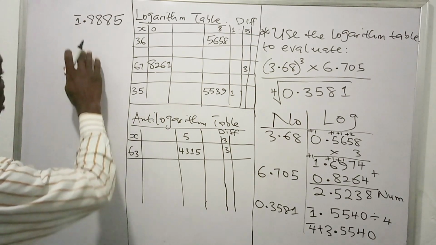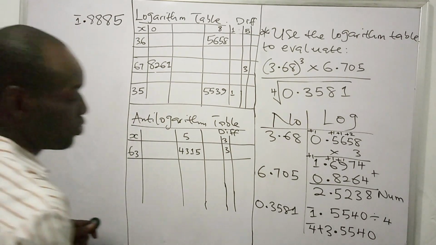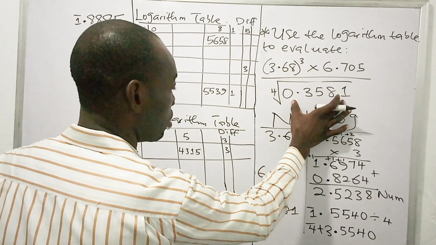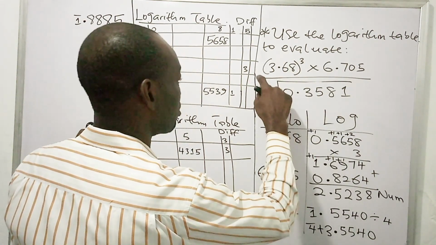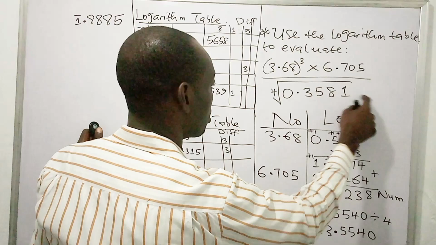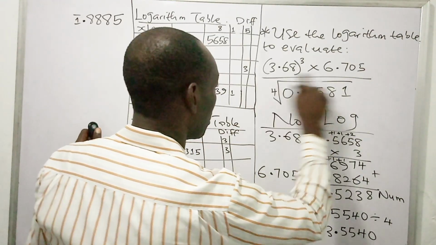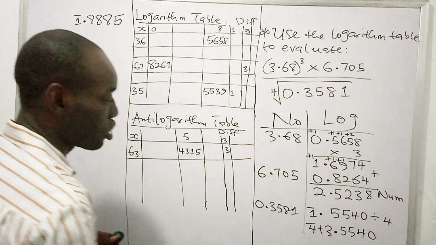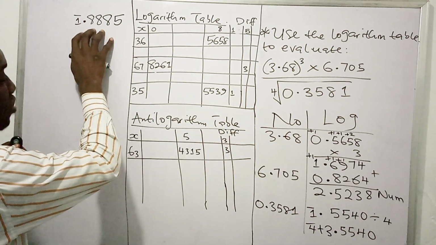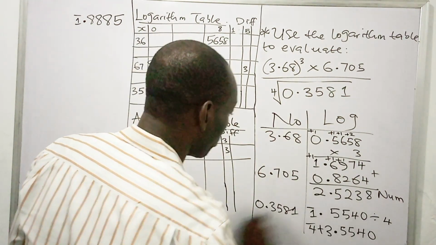Now, this is the outcome for what? For the denominator. Remember, we've already resolved our numerator and it gave us this. Now, the sign separating the numerator and the denominator is what? It is the division sign. And in logarithm, when we're dividing, what do we do? We subtract. So we're going to be subtracting the denominator value from the numerator value.